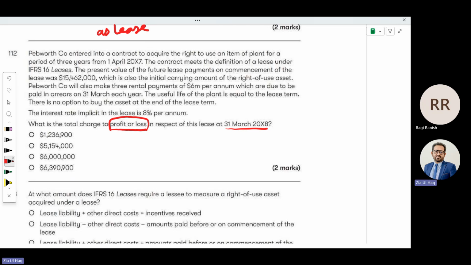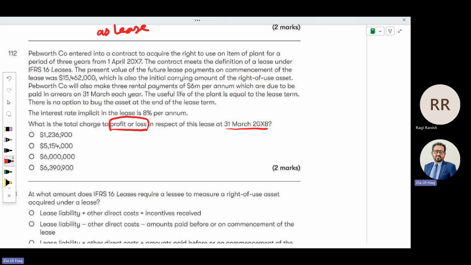P company entered into a contract to acquire the right to use an item of plant for a period of 3 years from 1st April 20x7. The contract meets the definition of a lease under IFRS 16. The present value of the future lease payments on commencement of the lease was 15,462,000, which is also the initial carrying amount of the right-of-use asset. I mean, this is the value of the asset as well. P company will also make 3 rental payments of 6 million per annum, which are due to be paid in arrears at year end. This means interest will be calculated before payment.